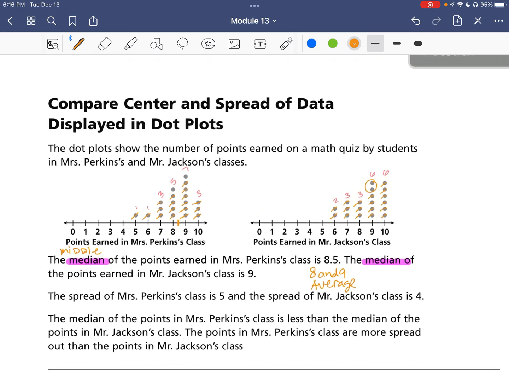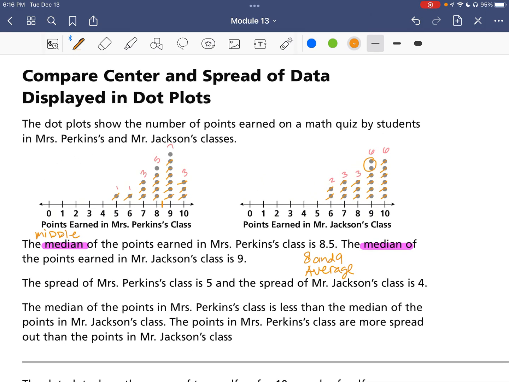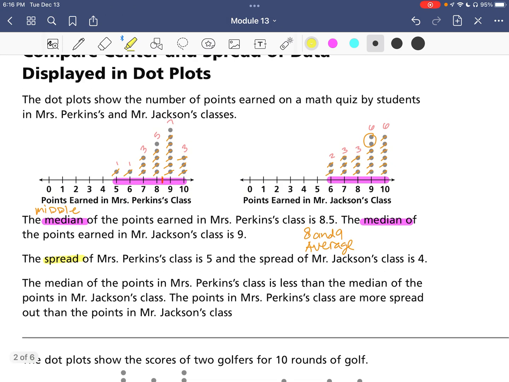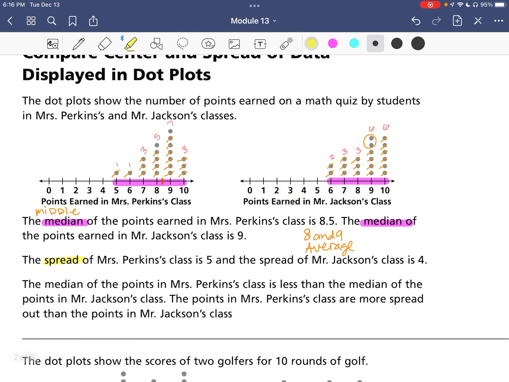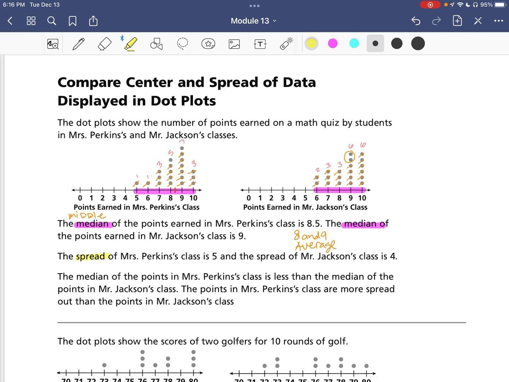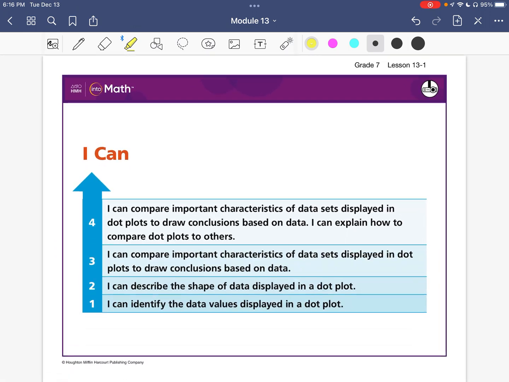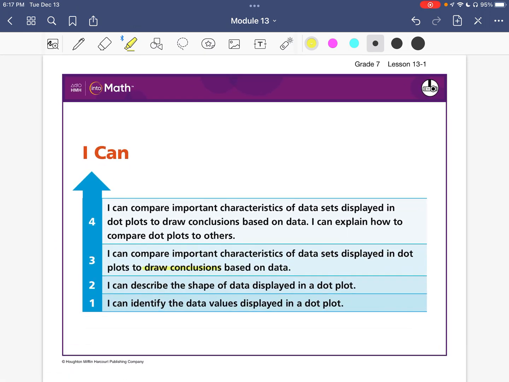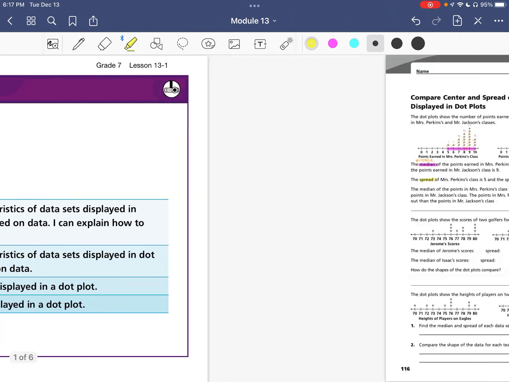Okay, and then the spread of Mrs. Perkins' class is 5. So that's the distance between the lowest number and the highest number. And the spread of Mr. Jackson's class is 4. So between 6 and 10 would be 4. So there's our spread. And then the median of the points in Mrs. Perkins' class is less than the median of the points in Mr. Jackson's class. So with our I can statement, we're drawing conclusions, based on the data.